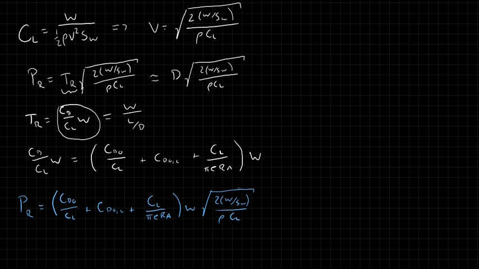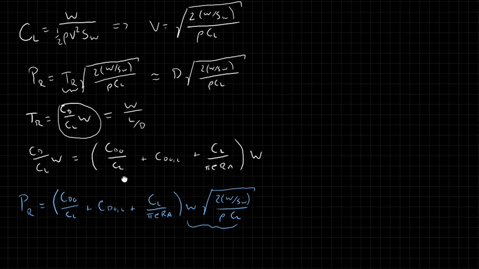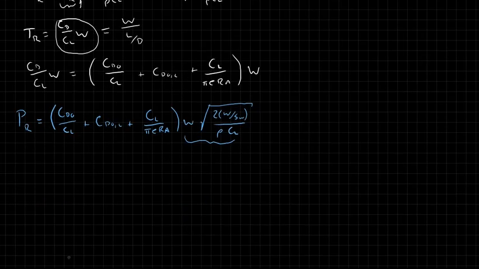All right, now there's a few things we can do. One, we can take this last term here and divide it up. I'm going to change colors. So this last term can be written as square root of 2 times W times root of W over S_W over rho, times root of 1 over C_L.